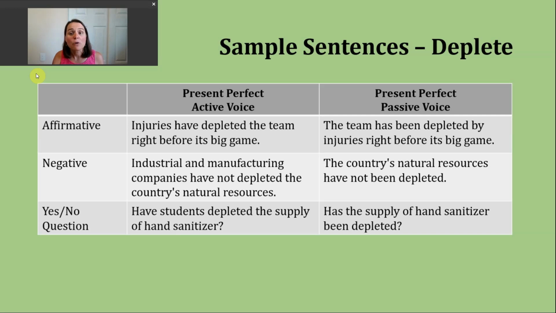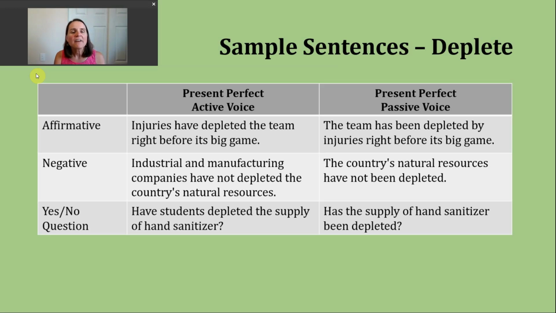Okay. Now let's take a look at the same idea being conveyed in a passive voice sentence. Okay. So natural resources, the country's natural resources, is what was receiving the action or what was acted on in our active voice. So we're moving that to the beginning. And then we're going to use have or has, then not, then been, and then the participle. The country's natural resources have not been depleted.